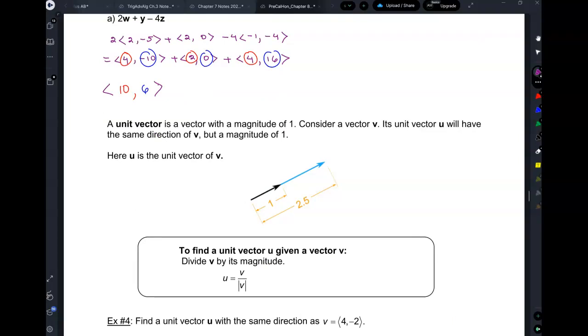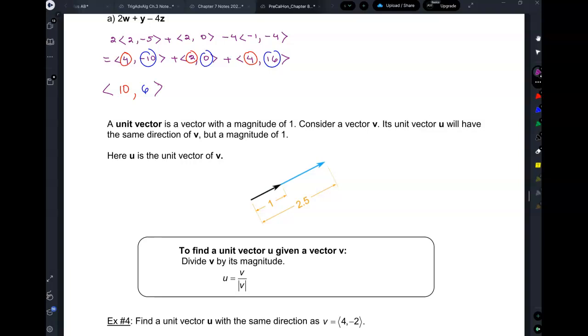A unit vector. What is a unit vector? Vectors come in all sizes, with all sorts of magnitude. We don't judge. But sometimes all you need is the direction of a vector. You just have to be pointing in this direction. You don't need a vector that's 760 units long. You just need the direction.